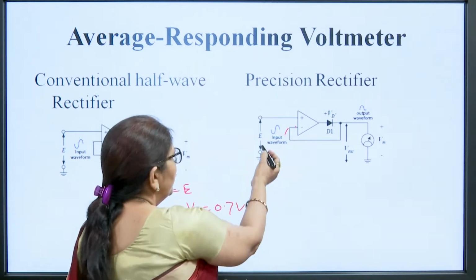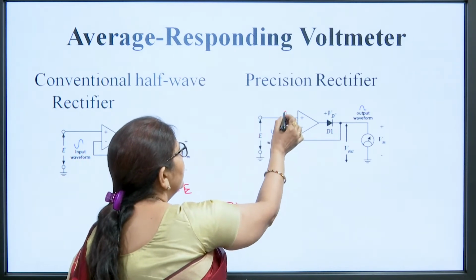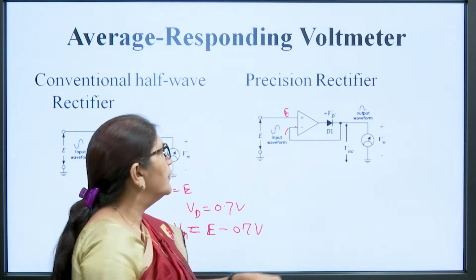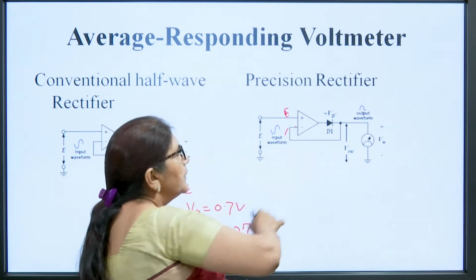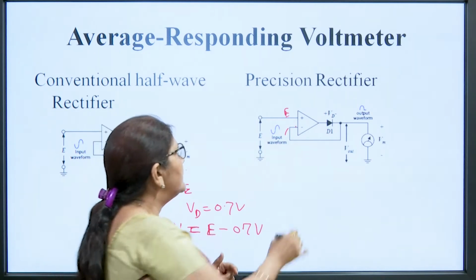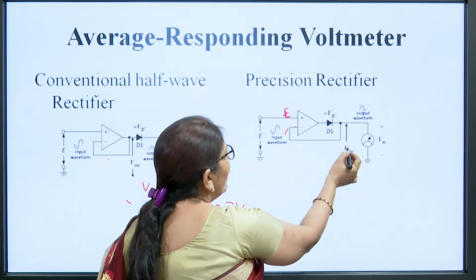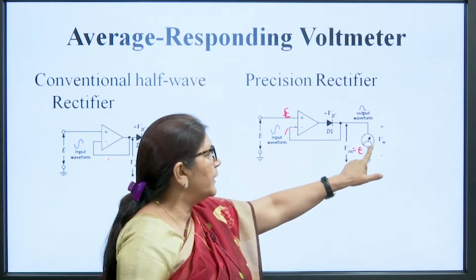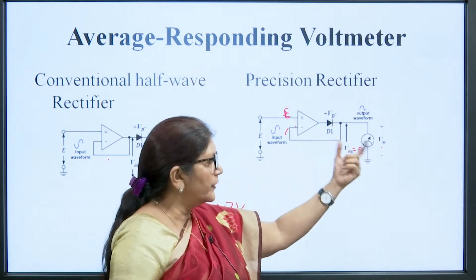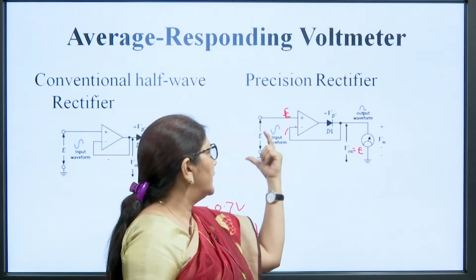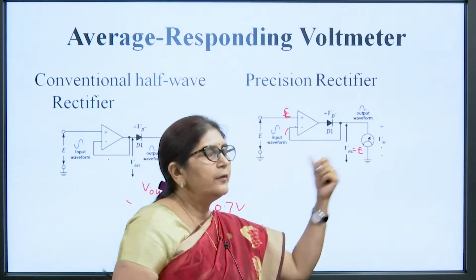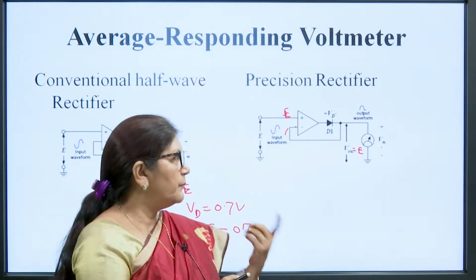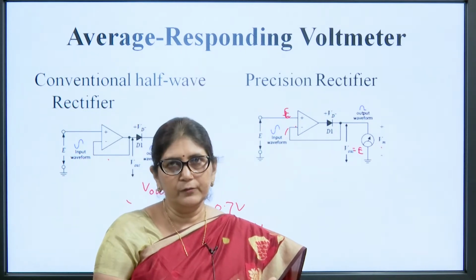Why? Because the input voltage is E volt, meaning at the non-inverting terminal the voltage is E volt. The op amp tries to keep its inverting terminal at the same potential. It means if E volt is here, the output is also equivalent to E volt. So, the voltmeter will show the same voltage that is applied at the input, and the PMMC meter will show the exact value.